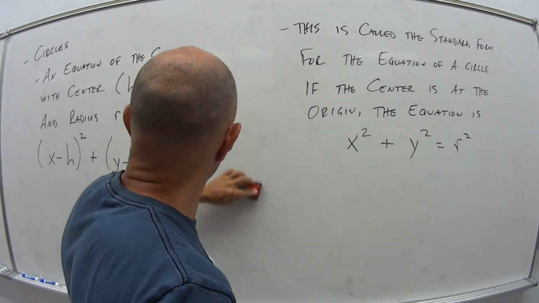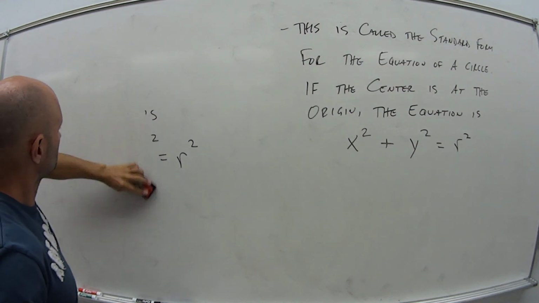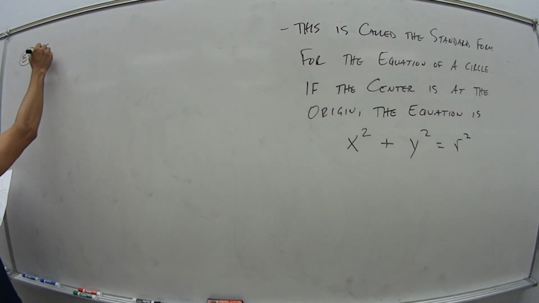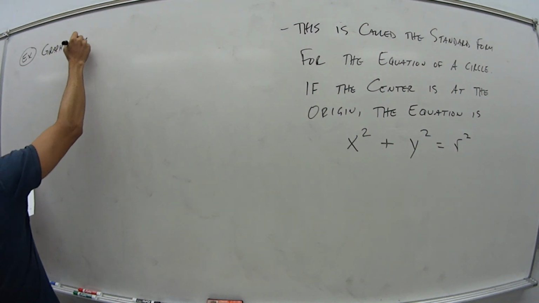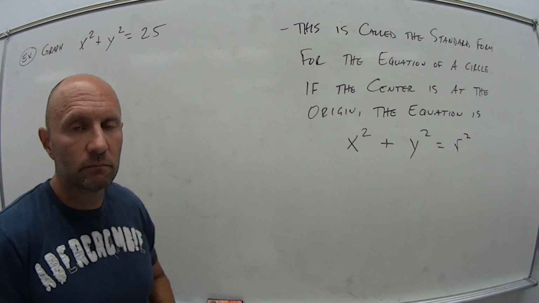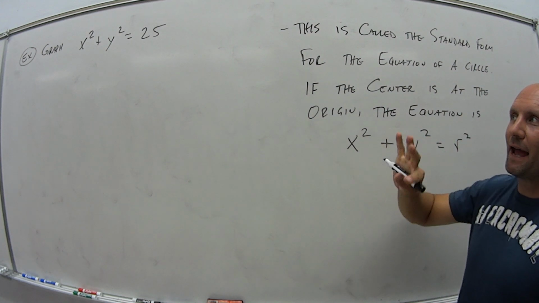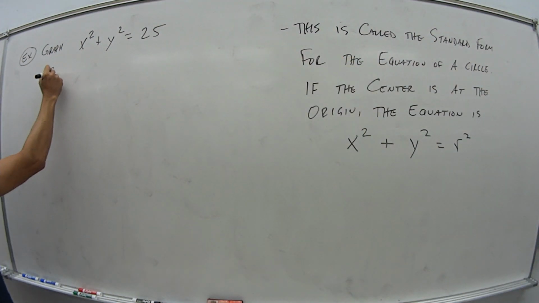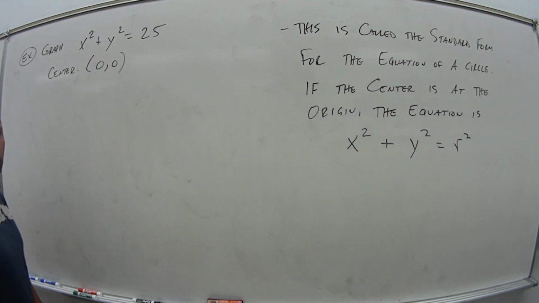So let's try a couple of examples. The first one, we want to graph x squared plus y squared equals 25. So this one looks like this guy, right? We don't have an h or a k written in there, so that tells me my center is the origin, (0, 0).